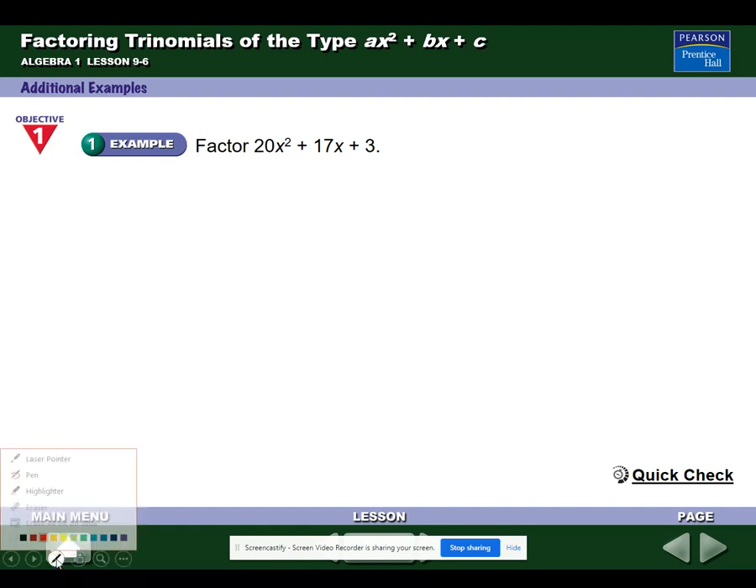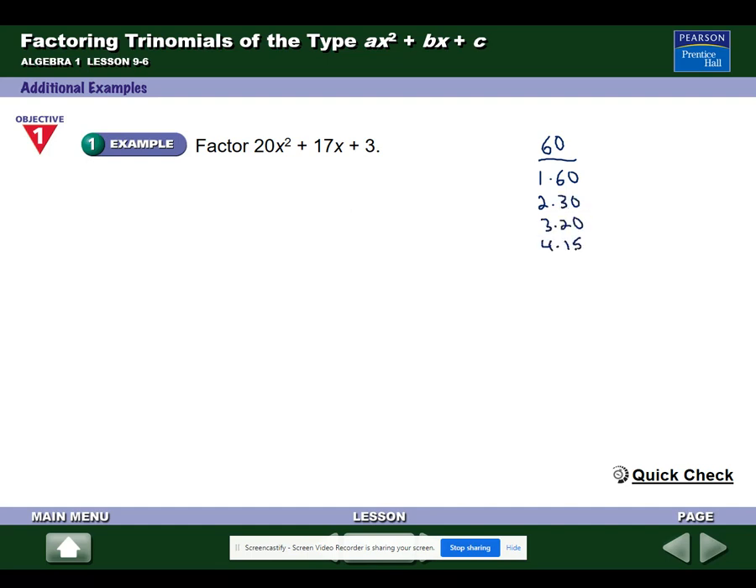As far as grouping goes, this is somewhat of a review of the last part of 9.8. AC, 20 times 3, would be 60 if I do this by grouping now. And I'm looking for numbers that have a sum of 17. 1 times 60, 2 times 30, 3 times 20, 4 times 15. We're getting close, but not there yet. 5 times 12, that would be the one. 5 times 12, those are the 2 numbers we're going to use. And you rewrite 20x squared plus 5x plus 12x plus 3.